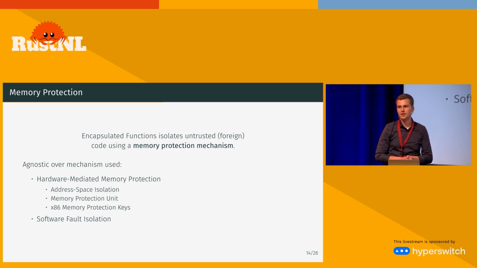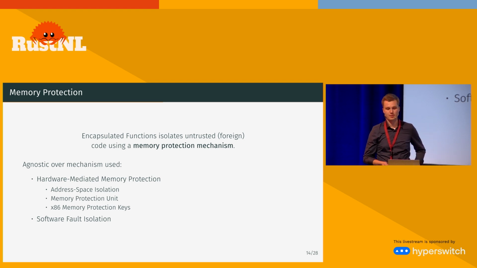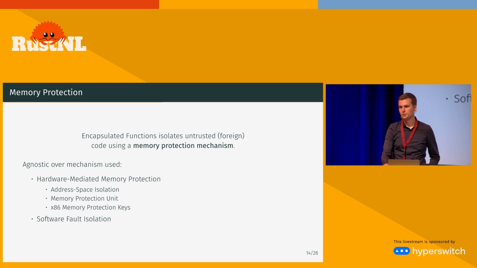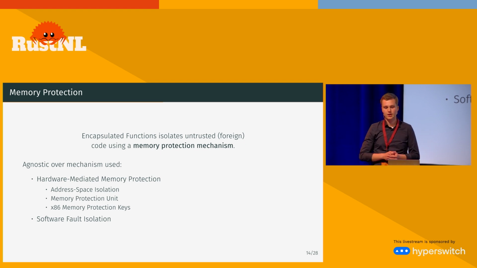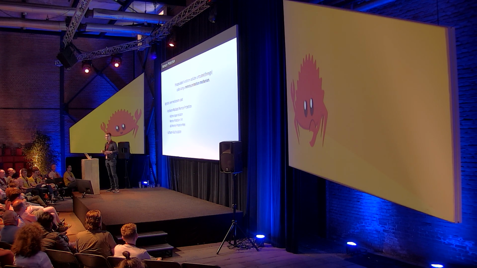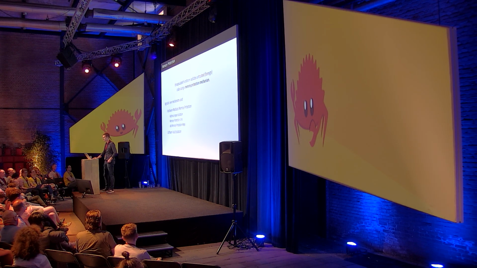It's worth mentioning at this point that Encapsulated Functions does rely on the presence of some memory protection mechanism in the system. So we're agnostic over the exact mechanism used. This could be a hardware-mediated memory protection mechanism provided by the operating system, for instance, regular address space isolation, as is implemented in the memory management units of the computers we use today, or more primitive mechanisms such as memory protection units, and more modern mechanisms like x86 memory protection keys, which is a mechanism that we're using to evaluate Encapsulated Functions on. We could also be compatible with something like software fault isolation that does not rely on the presence of hardware mechanisms. However, we do not explore that at this point.